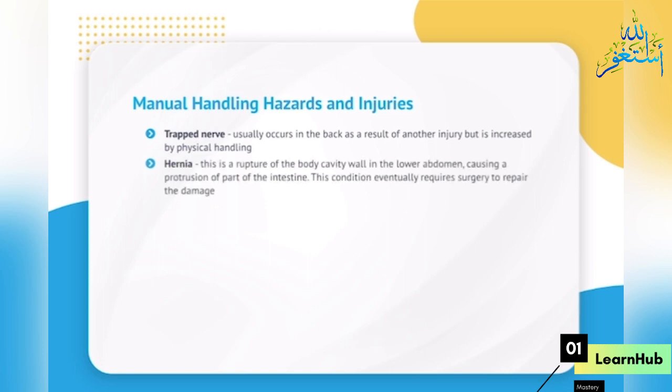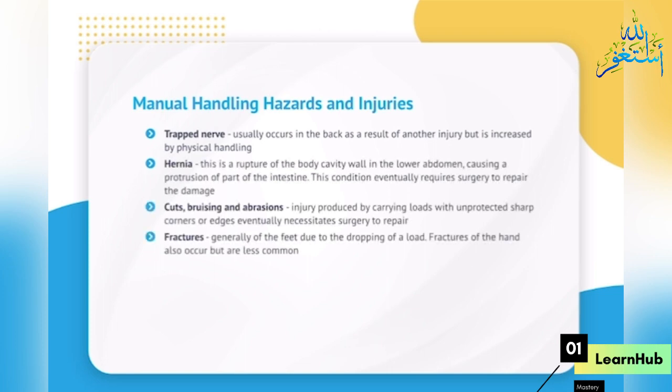Trapped nerve usually occurs in the back as a result of another injury but is increased by physical handling. Hernia is a rupture of the body cavity wall in the lower abdomen, causing a protrusion of part of the intestine. This condition eventually requires surgery to repair the damage. Cuts, bruising and abrasions are injuries produced by carrying loads with unprotected sharp corners or edges. Fractures, generally of the feet, occur due to the dropping of a load. Fractures of the hand also occur but are less common.